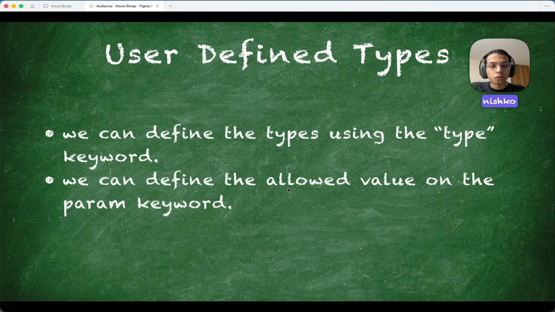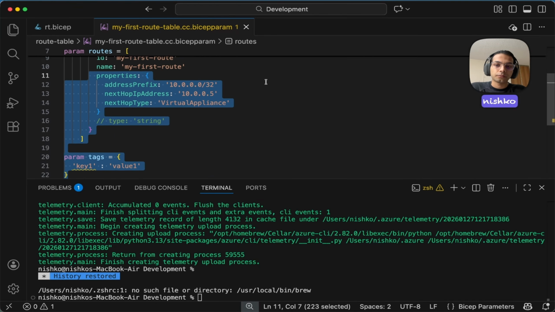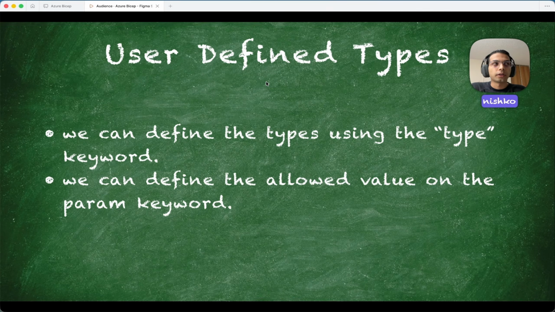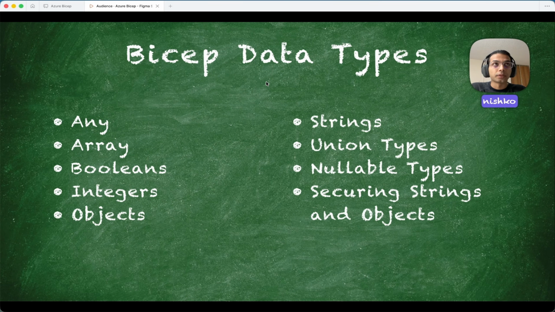And what does it do? In bicep you have already seen the defined types. What are the defined types? I'll just go back. These are the defined types. Basically these are built in by Microsoft Azure, and it includes any, array, booleans, integer, object, string, union types, nullable, securing strings and objects. All these keywords that you're seeing right now are part of system defined types.